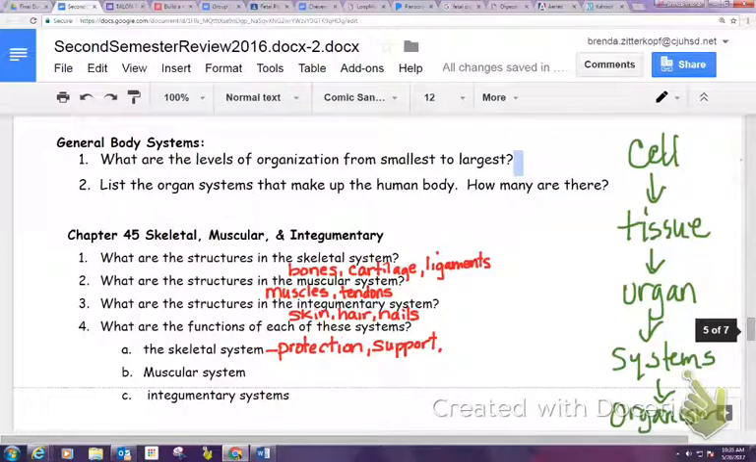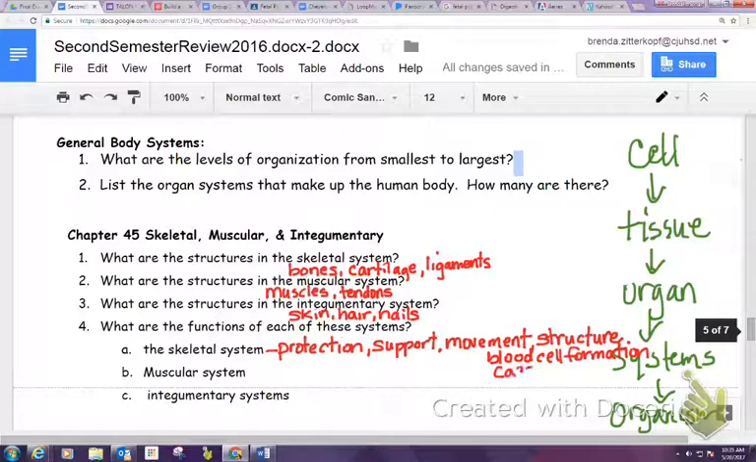Great. To make shape. So we wouldn't just be a bag of jelly. Right? Bones act as a system of levers. Okay. You said levers. Okay, structure to the body. Okay, blood cell formation. Exactly. And let's not forget calcium storage.